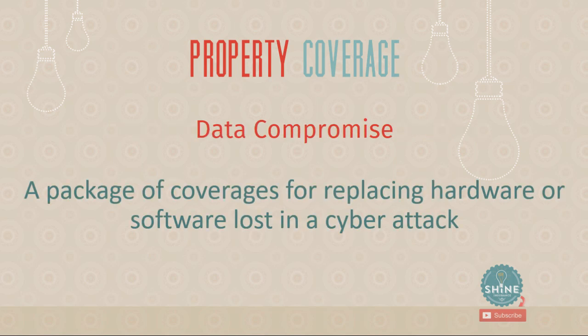Another property coverage is data compromise. This is connected with cyber liability. Oftentimes the package cyber liability and data compromise are together, but this case is if your hardware or your software is damaged or lost in a cyber attack. So you have physical assets that are ruined, need to be replaced, need to be re-downloaded, need to be re-put together, and data compromise coverage can help.